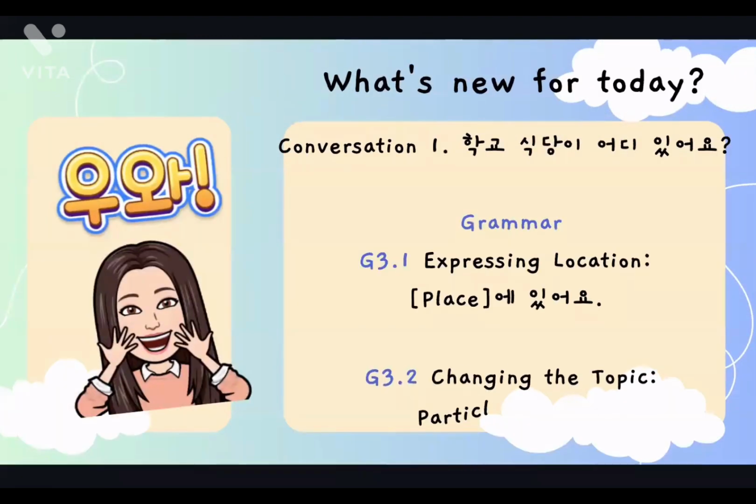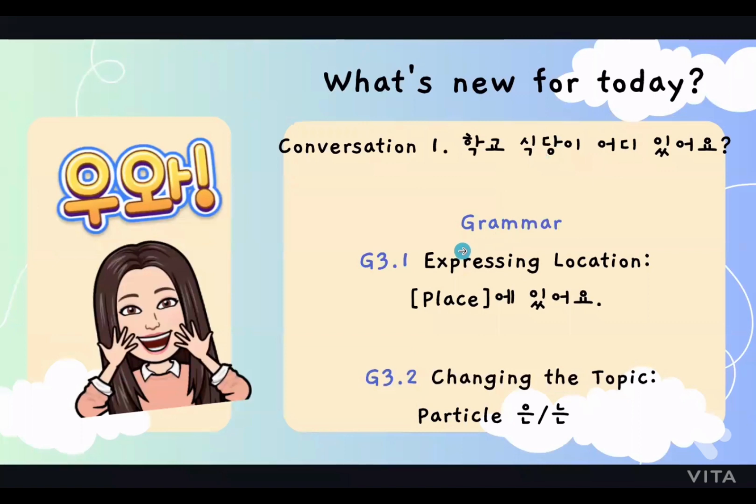자, 오늘 what we're gonna learn today, what's new for today? 오늘은요, Conversation 1, 학교 식당이 어디 있어요? 라는 Conversation 1을 배워볼 겁니다. 학교 식당이 어디 있어요? So, what does that mean, 식당? 그렇죠. It can be a restaurant, or some place serving very good food, right? 자, 그러나 학교 식당이라고 하면 it's like cafeteria. So school cafeteria를 학교 식당이라고 표현을 하죠.